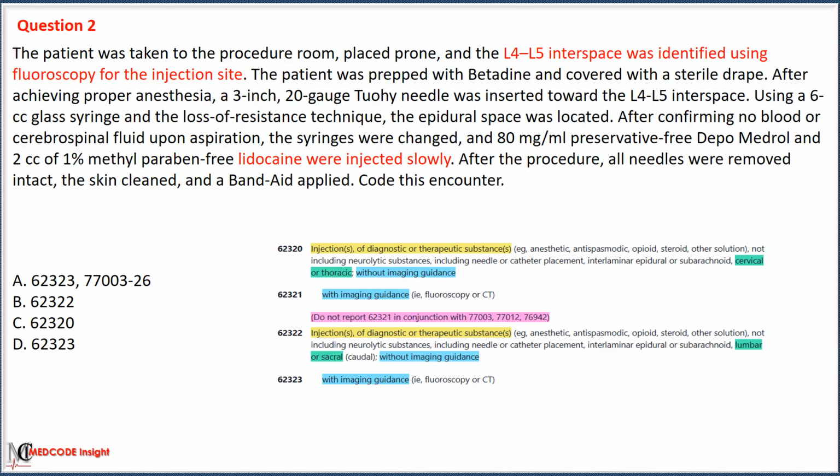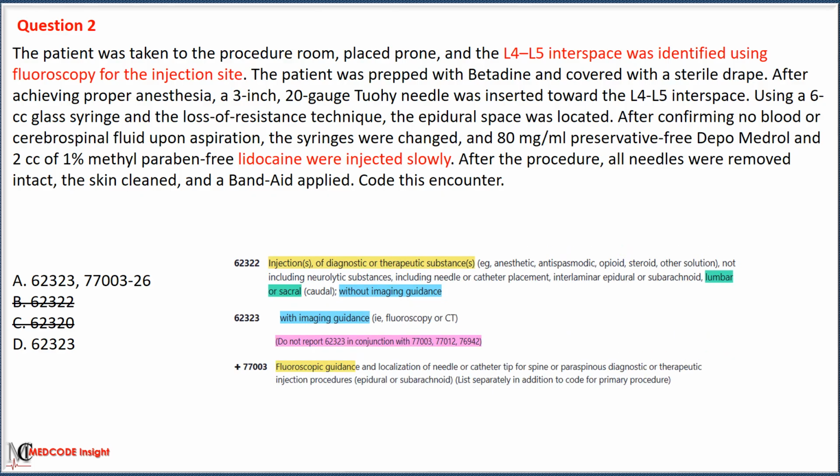62323. In this scenario, the L4 to L5 interspace was identified using fluoroscopy to determine the injection site. Since the procedure was performed in the lumbar region, we can easily eliminate option C with code 62320, used for cervical or thoracic injection. Additionally, because imaging guidance was used during the procedure, we can also eliminate option B with code 62322, which is used for lumbar or sacral injection performed without imaging guidance.